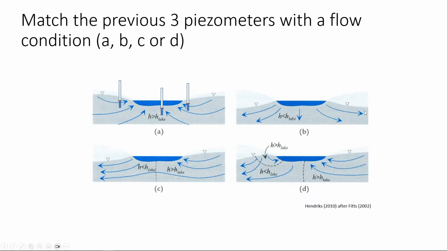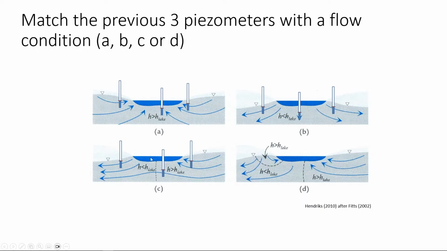So this is my head measurement here. Would it be like this one, or would it be like this one? This one here, you have a lake, or a river or a stream or whatever, that's fed by groundwater. We call this a gaining stream. Here we have a lake or stream that is losing to groundwater. We call this a losing stream.